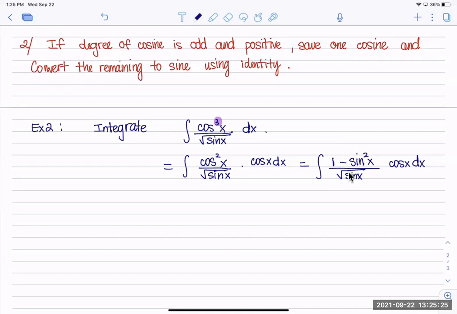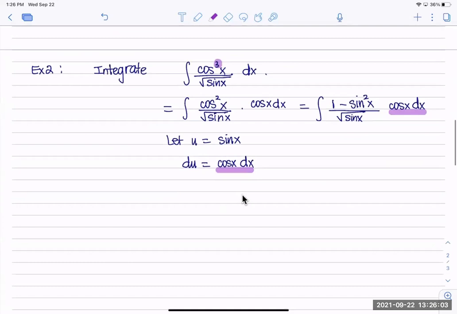So let u equal sine x. You don't want to let u equal cosine x, okay? Because you want to let u equal something that when you take the derivative, gives you cosine x dx, which is sine x. And then du is gonna be cosine x dx. So with that substitution, you will be able to make the cosine x dx become du. So everything is in terms of u.